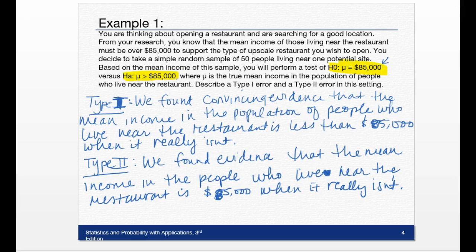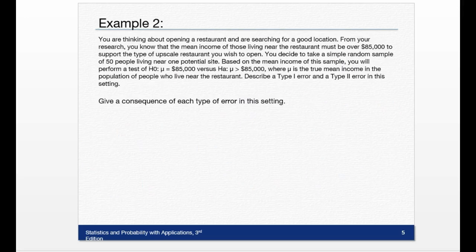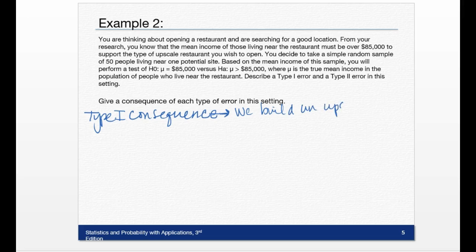All right, let's try another one. So it's the same scenario about the restaurant and the mean income and people who live near it. But the question says, give a consequence of each type of error in the setting. So type 1, remember type 1 is when we found evidence that the mean income is greater than 85,000 when it really isn't. So what happens if we make that mistake? That would mean that we build an upscale restaurant in a location where it will not be successful.